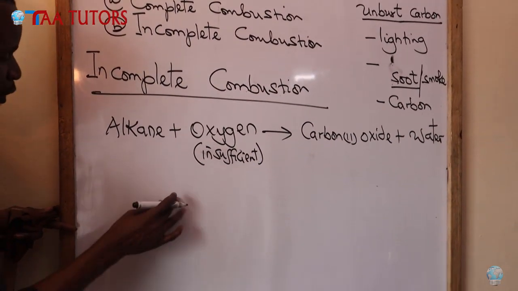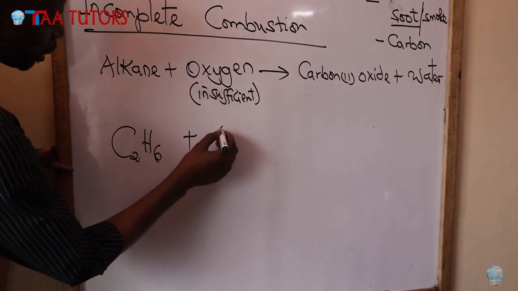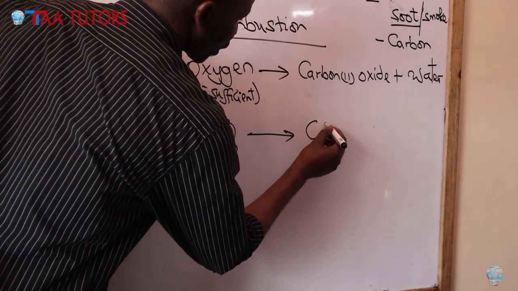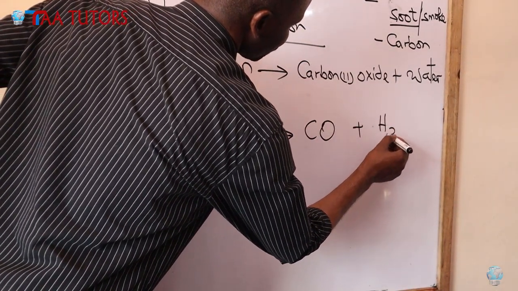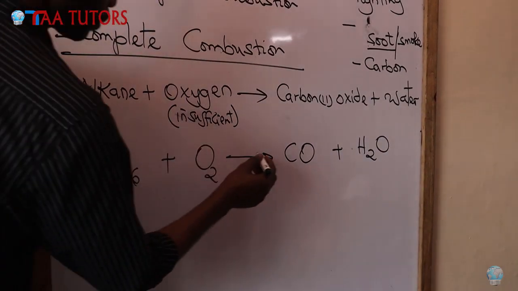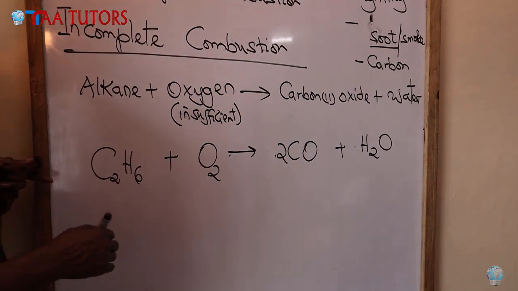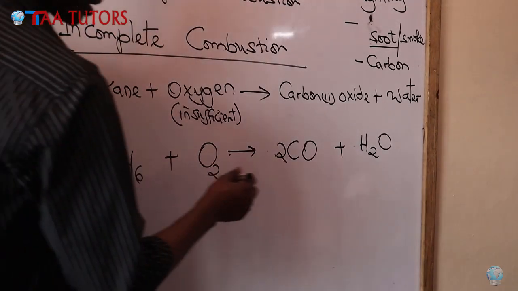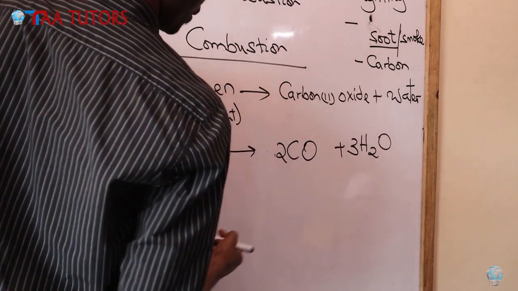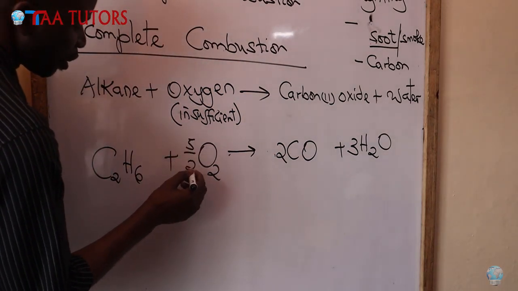So if we write an example of ethane, C2H6, ethane burning in oxygen, and we say that this oxygen is insufficient, we are going to get carbon monoxide, which is CO, plus water. If I try to balance this equation, carbon is 2, hydrogen is 6. This is 6, so I'll say this is 6 here. So this is 3 plus 2 is 5. I can say 5 over 2.